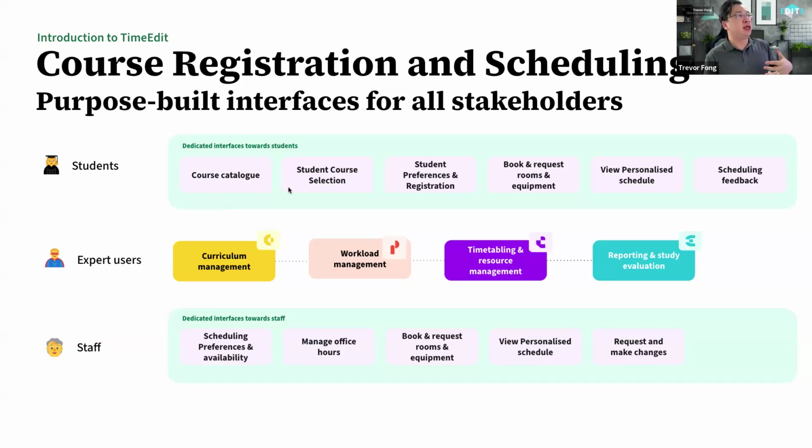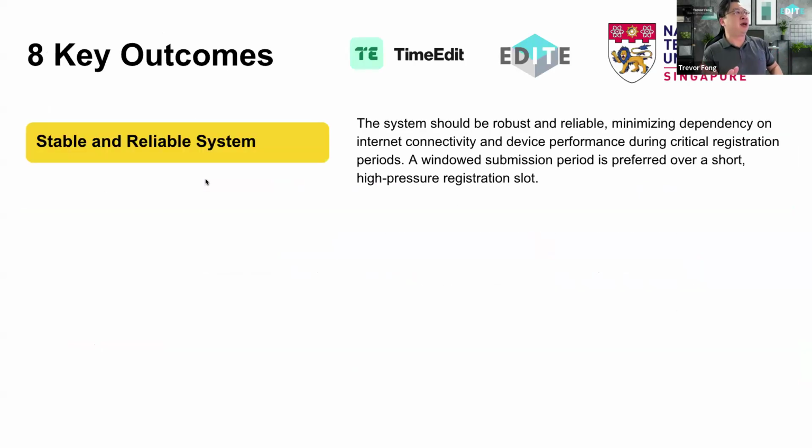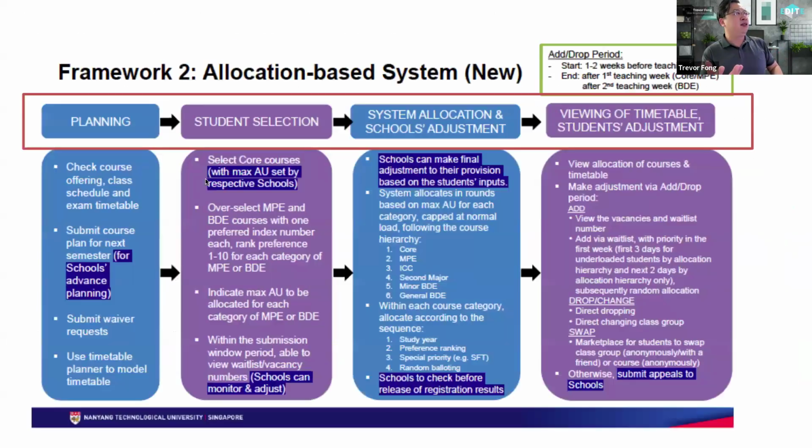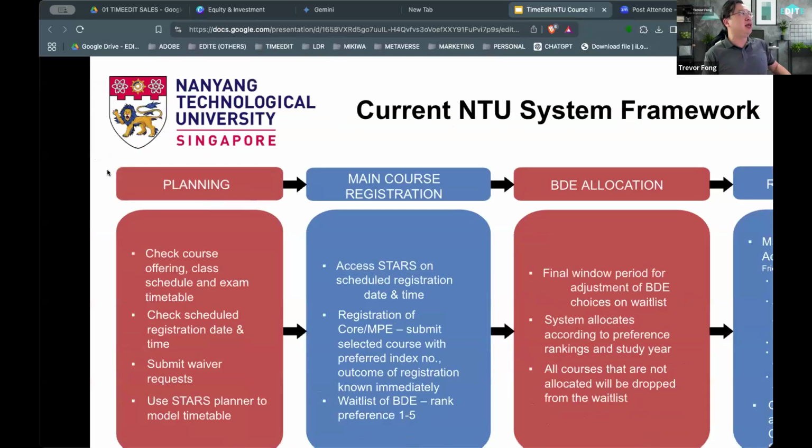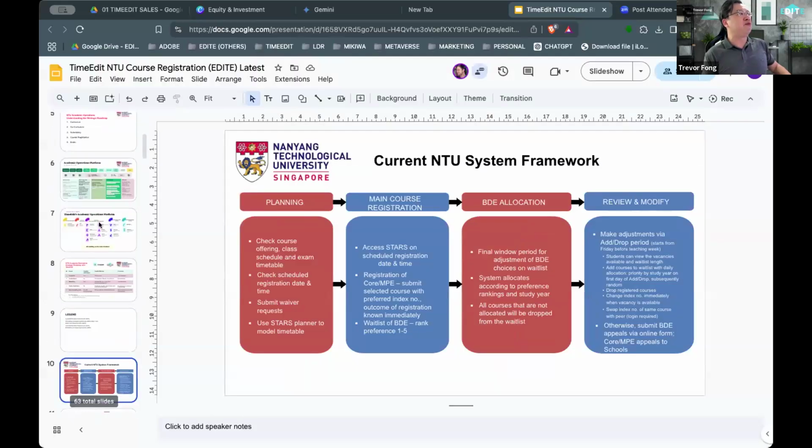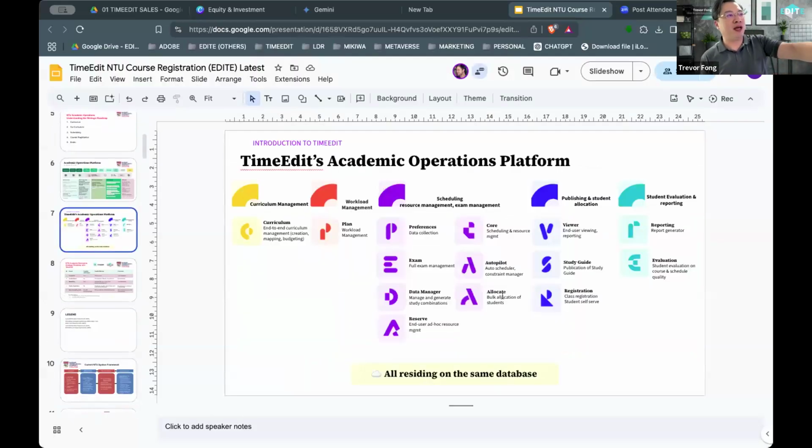For example, for the students, you will see course catalog, student selection, preferences and registration, book and request, personalized scheduling and feedback. What I mean by this is, students will never enter the system. Let me go back to the previous slide. They won't enter the system. They will basically be at the front presentation layer. For example, a viewer, if you see viewer here on the right side, or the study guide, or even the study planner that we'll show you. That is student facing, right?